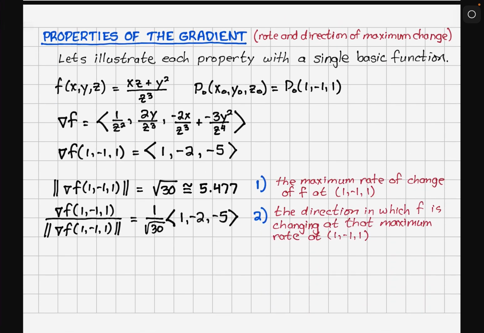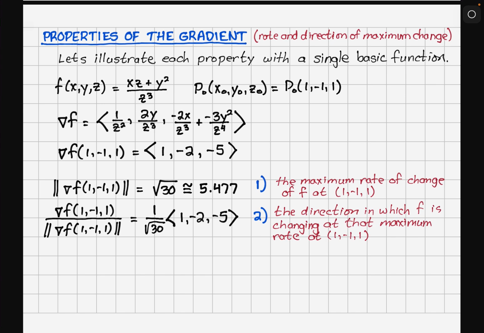Let's look at the example for rate and direction of maximum change. So a function f of x, y, and z, a function of three variables, xz plus y squared quantity over z cubed. And let's focus on the point (1, -1, 1). The gradient of the function we can calculate. We can insert the point (1, -1, 1). We have a vector (1, -2, -5).